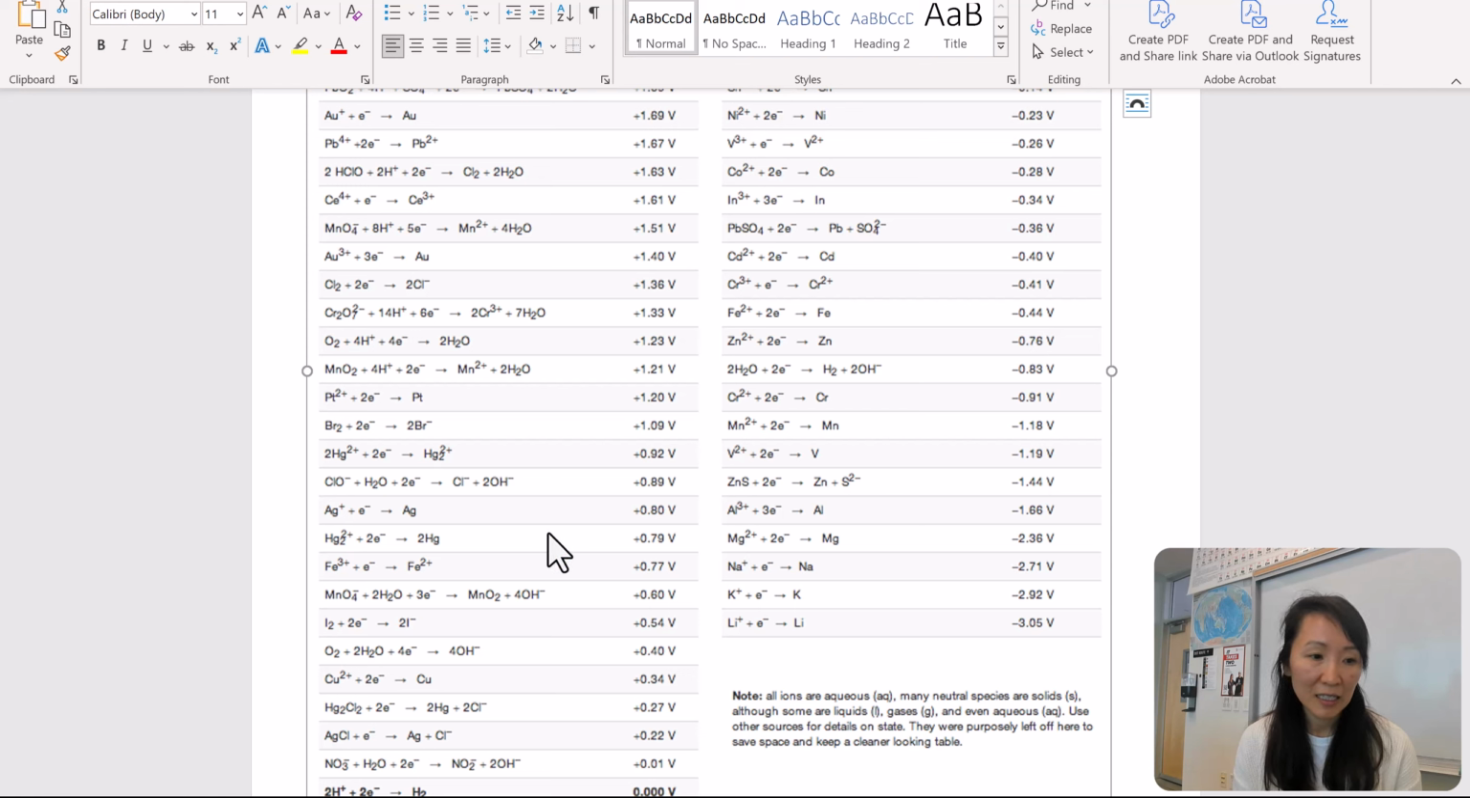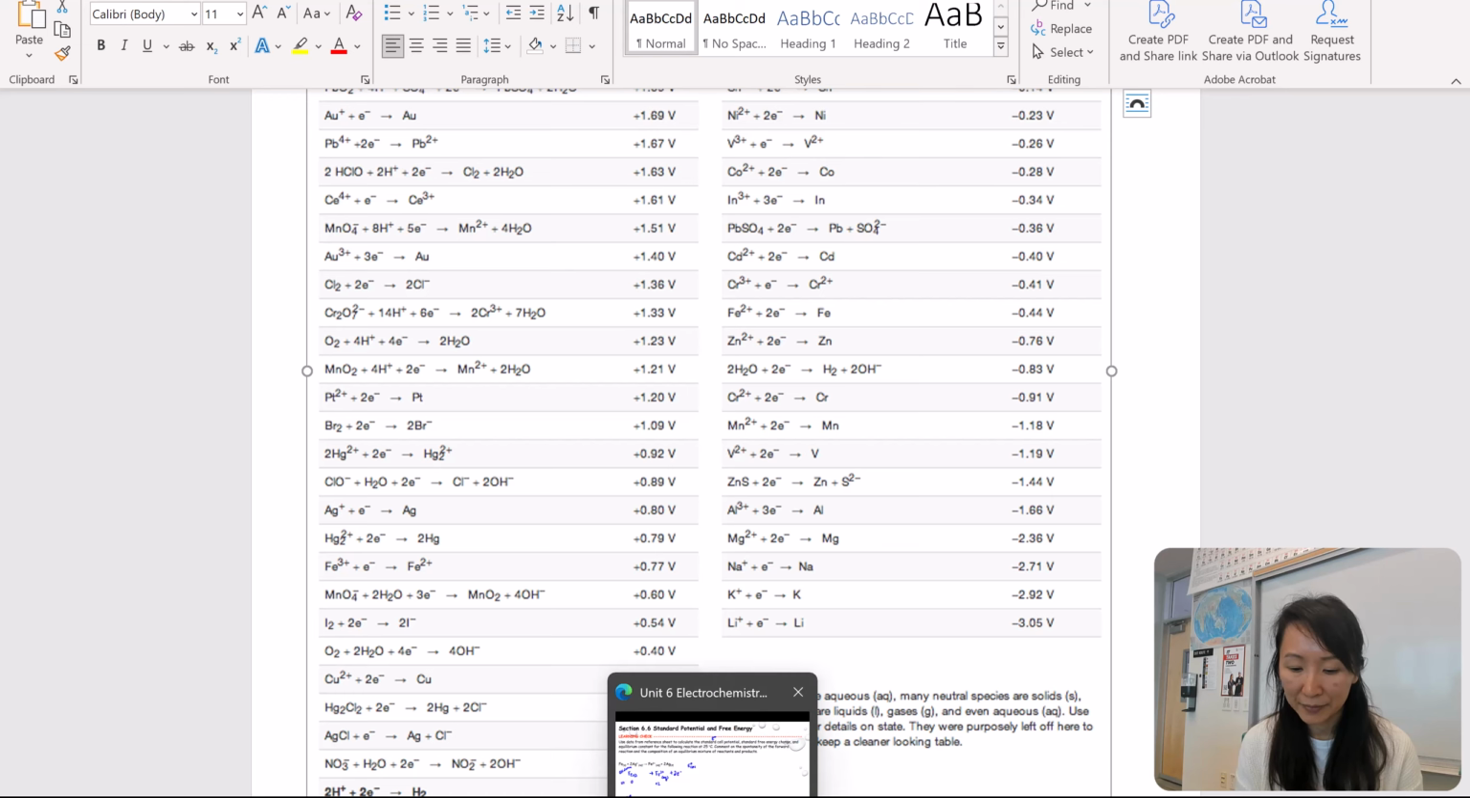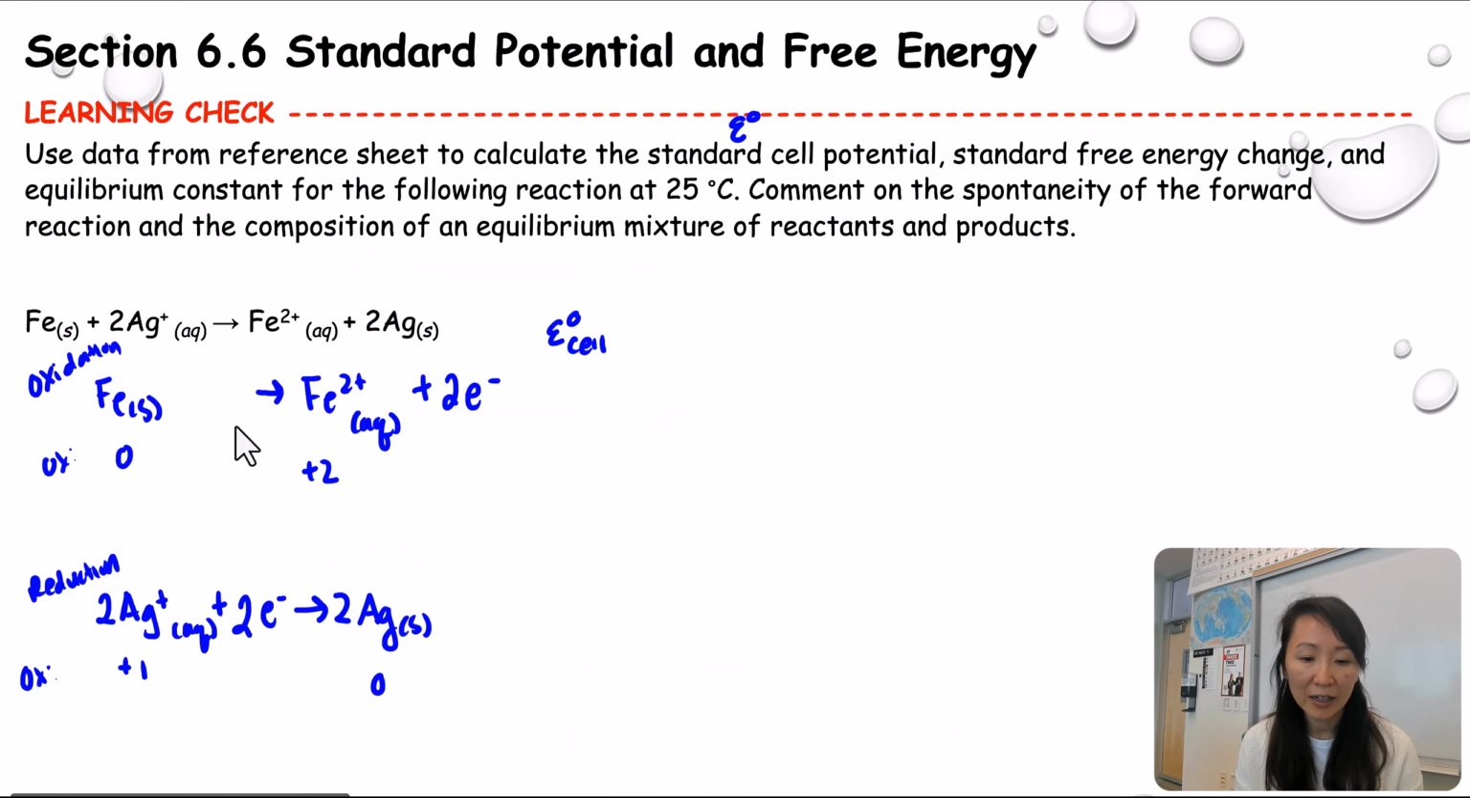Now let's look at silver. Silver was the other one. That's this one, and it's already in a reduced form in our half reaction. So therefore, this is 0.80. So we take that 0.80. Let's go back to our slide. Here is my oxidation process for iron, and we said that that was going to be plus 0.44 volts. Whereas silver, it was 0.80 volts.